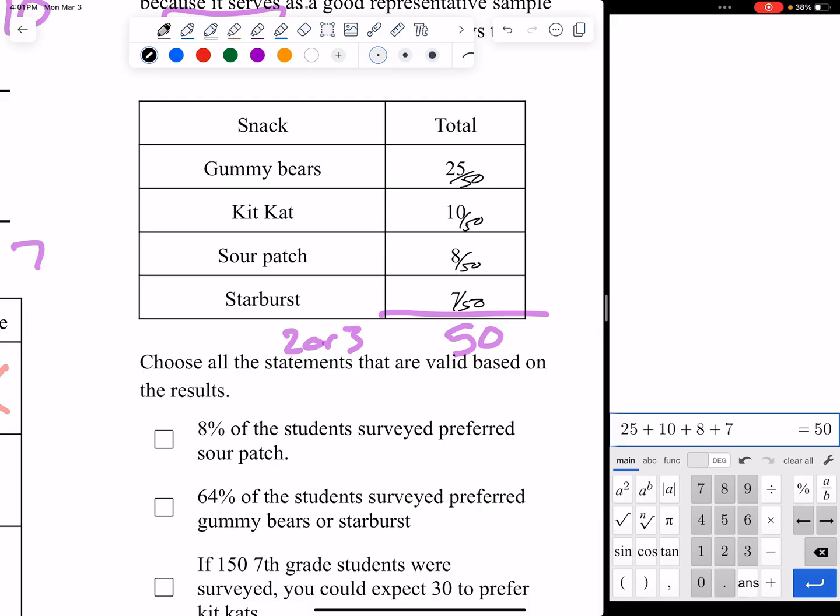Now I gotta do it in percentages. So that means I gotta put these fractions into percentages. So 25 divided by 50 is 0.5, which is 50%. 10 divided by 50 is 0.2, which is 20%. And then this one will be 16%, and that'll be 14%.